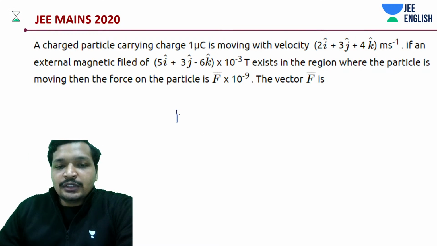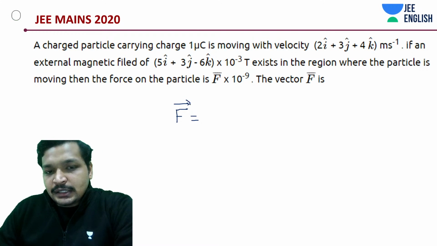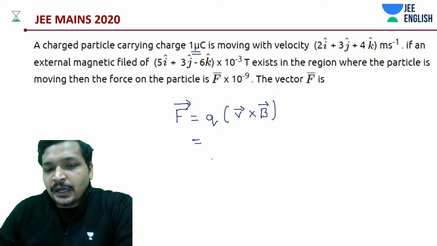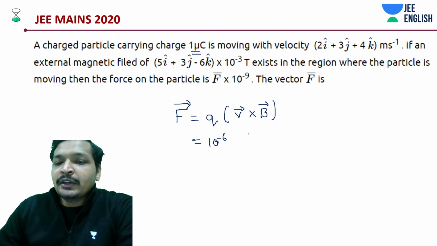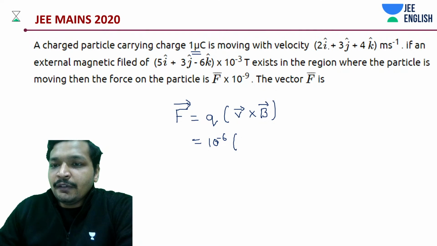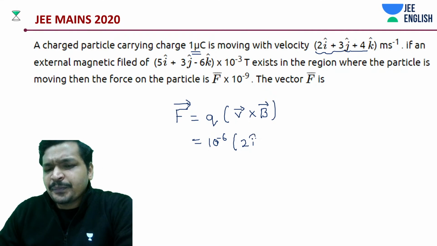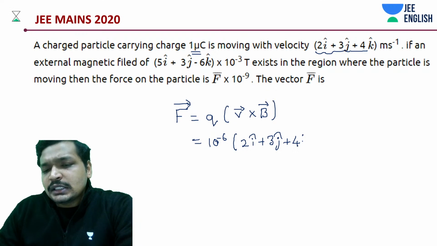Now let's get into the calculation. What I'm saying is, what is the force vector? It is basically Q into P cross. First of all, we have the value of charge, 10 to the power minus 6 coulombs, because 1 microcoulomb. And then we have the velocity vector, 2i cap plus 3j cap plus 4k cap.